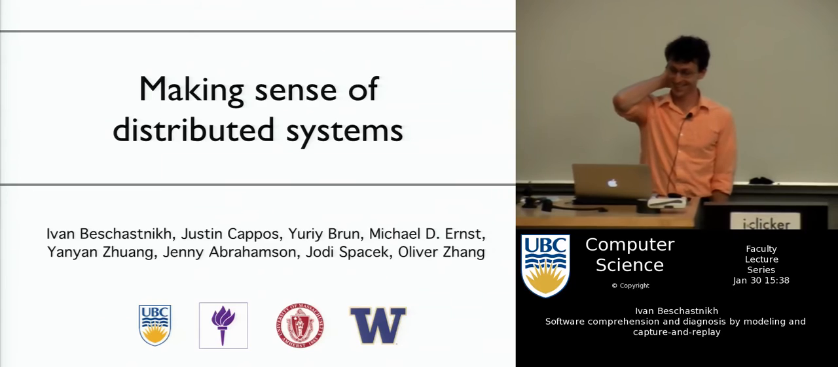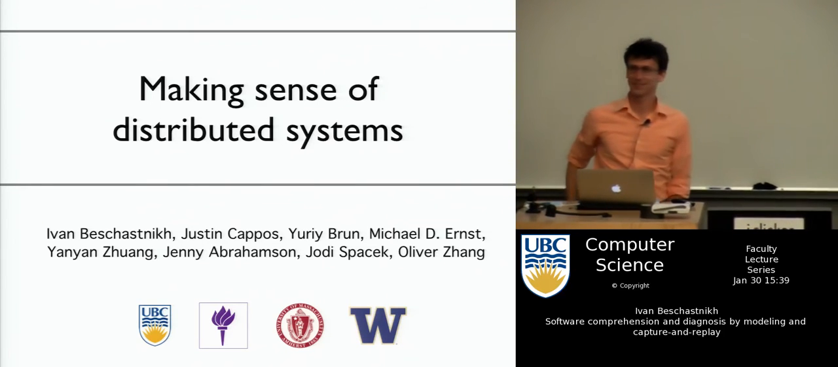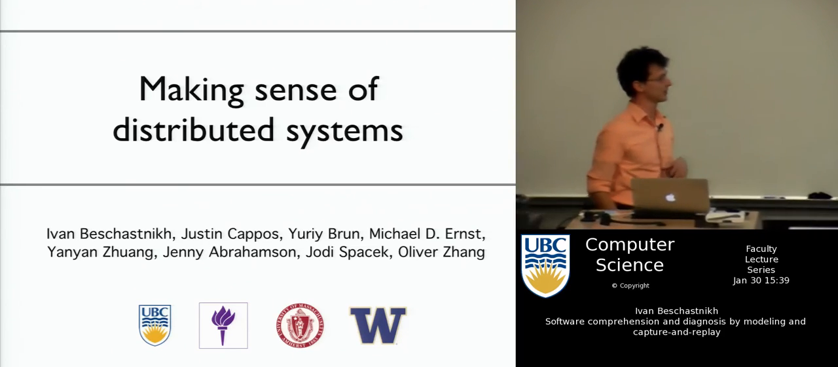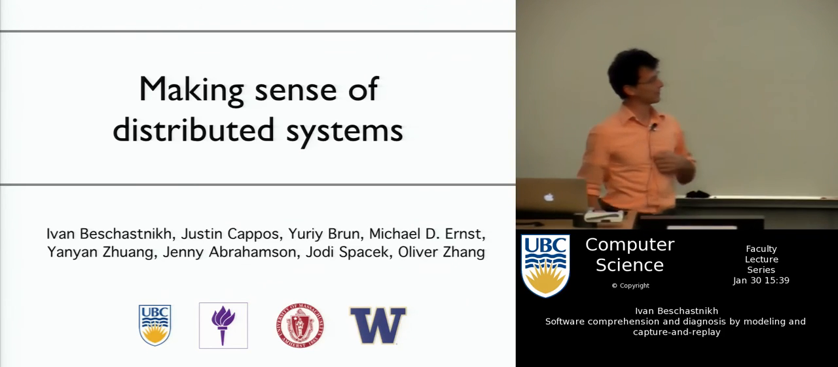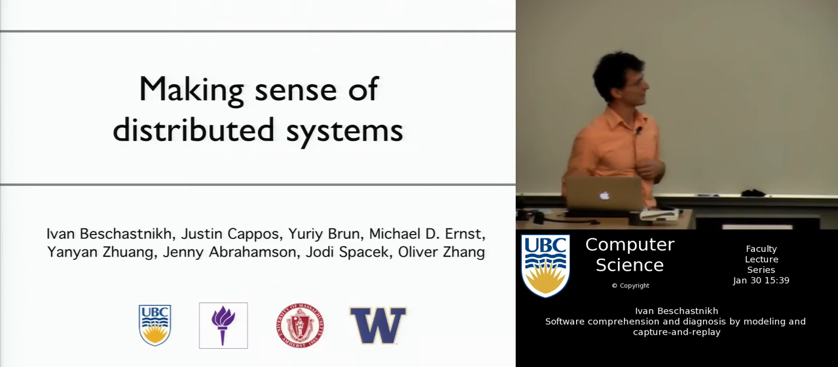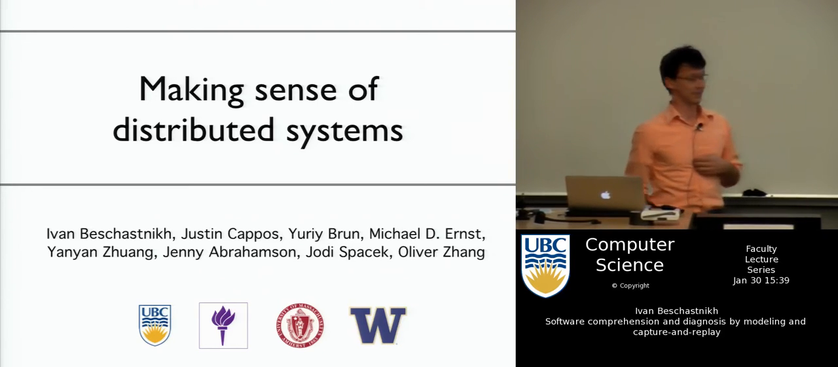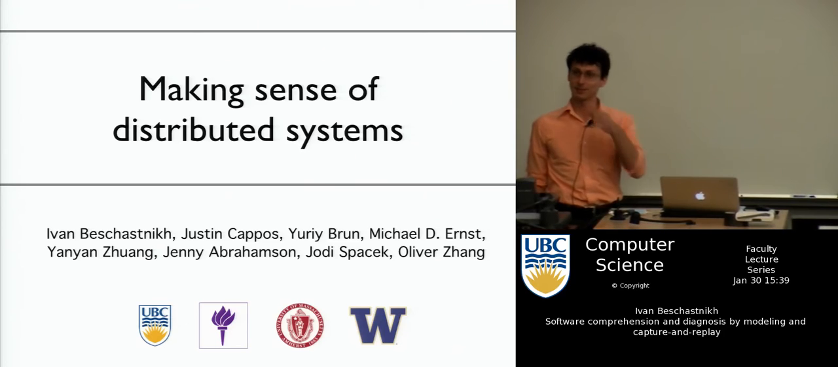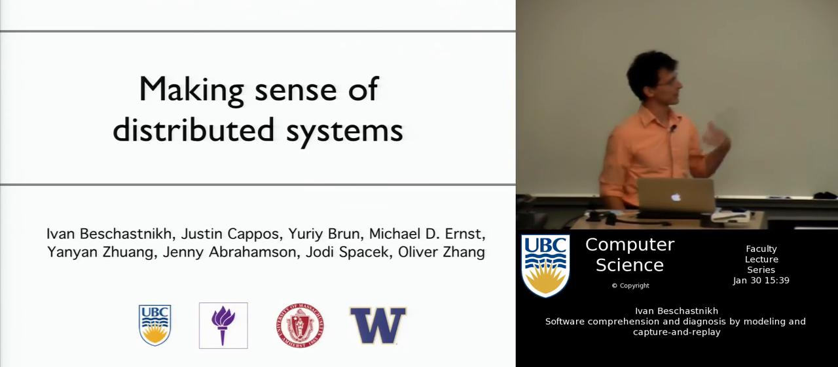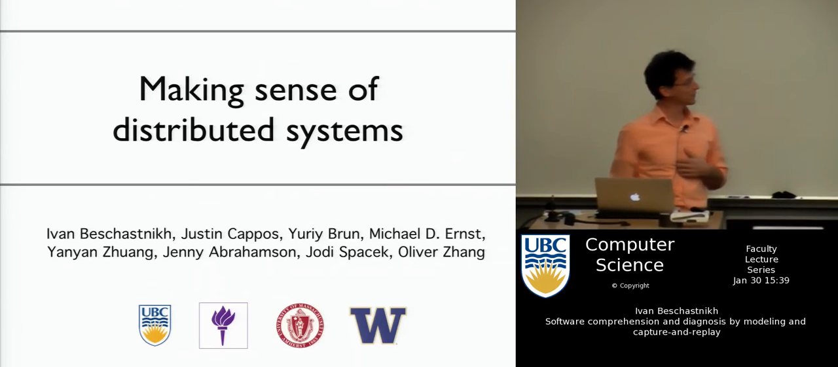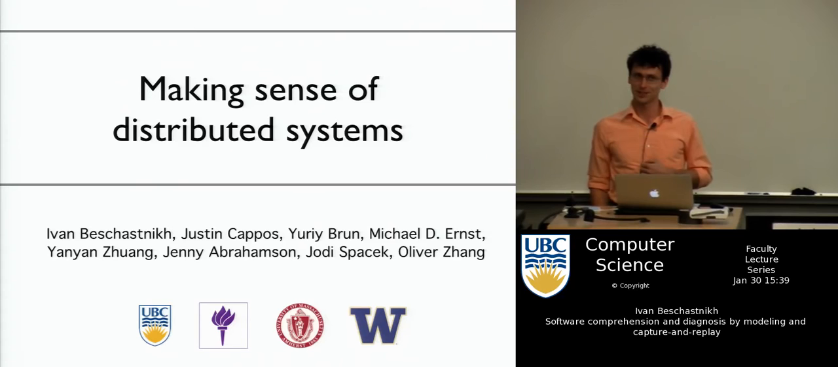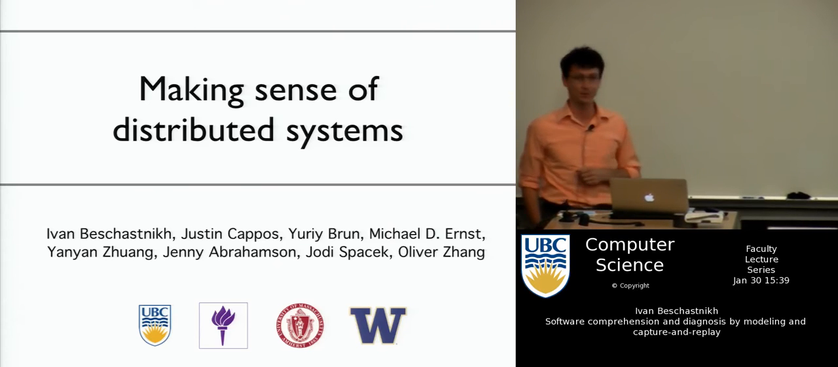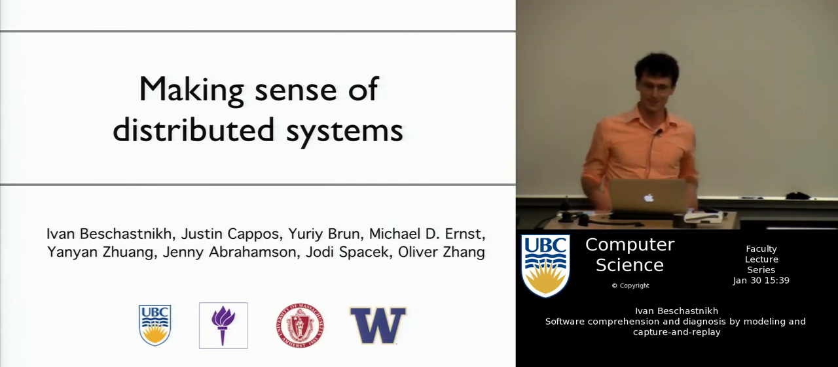It's kind of sad. So let me start by introducing all these people that I'm listing on this front page. There's a bunch of them. The stuff that I work on involves faculty from a number of universities. Justin Cappos is at NYU Poly. Yuri Brun is at University of Massachusetts Amherst, and Mike Kearns was my advisor, and he's at University of Washington. And then I'm working on these projects with Yanyan Zhuang, who's sitting in the back, and she's my postdoc here. She's a postdoc that I'm sharing with Justin Cappos. And then Janie Abrahamson was a master's student that I worked with at UW, and she did her master's thesis on some of this work that I'll be presenting. And then Jody and Oliver are students here at UBC that are working with me on some of the projects.